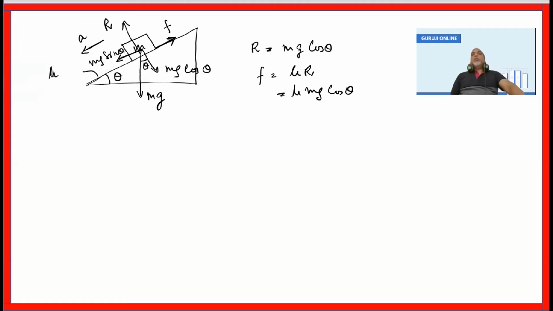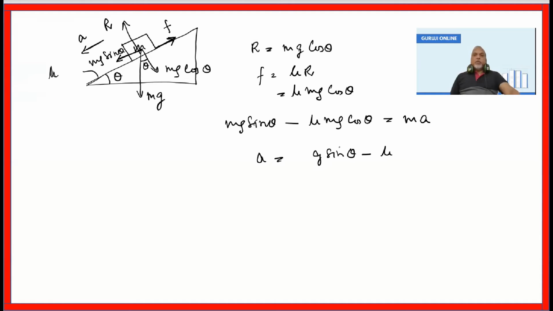Now, since the block is moving downward, that means your mg sin theta force along the plane is more than your frictional force. This must be equal to your MA. So in this case, your A is nothing but g sin theta minus mu g cos theta, or we can write it as g (sin theta minus mu cos theta). Correct. So this is the effective acceleration down the slope you will get.